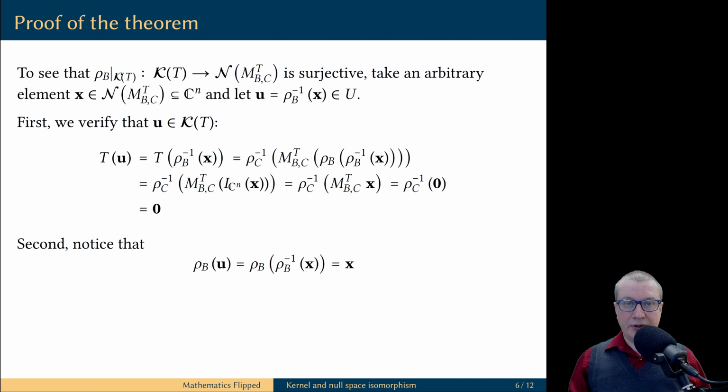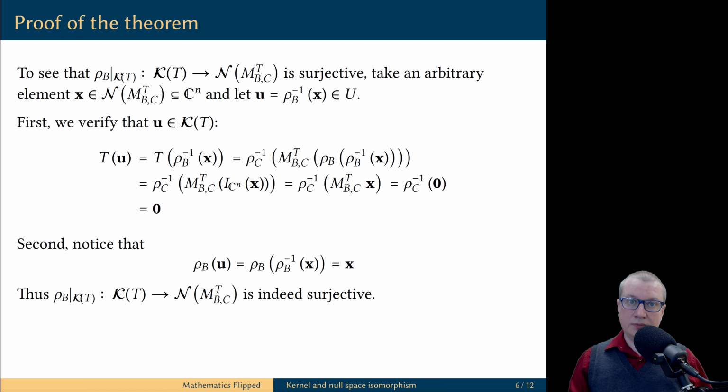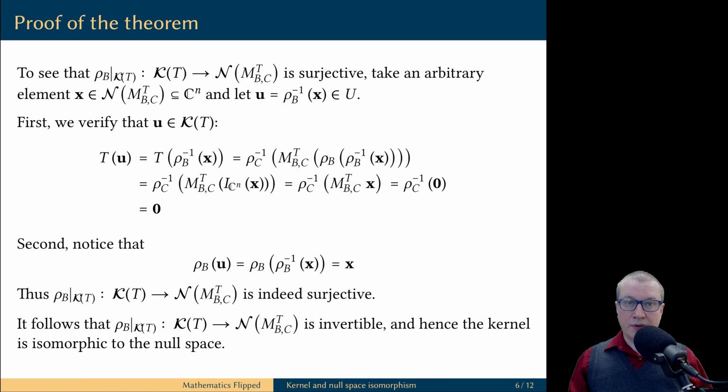We took an arbitrary vector x in the null space, and we showed that this vector x is equal to the value of rho b on an element of the kernel of T. This is saying precisely that the restriction of rho b to the kernel is surjective as a linear transformation from the kernel to the null space. So this restriction is both injective and surjective, therefore it is invertible. We have constructed an invertible linear transformation between these two subspaces, and therefore they are indeed isomorphic.